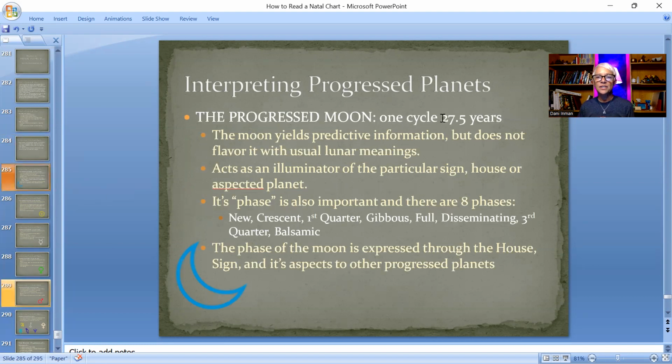Okay, so in this lecture, I proceed on to the other planets, but we're going to stop here on the Moon. This is actually 29. I wasn't sure if it was the synodic or sidereal, but it's actually the sidereal. So the Moon yields predictive information, but does not flavor it with lunar meaning.